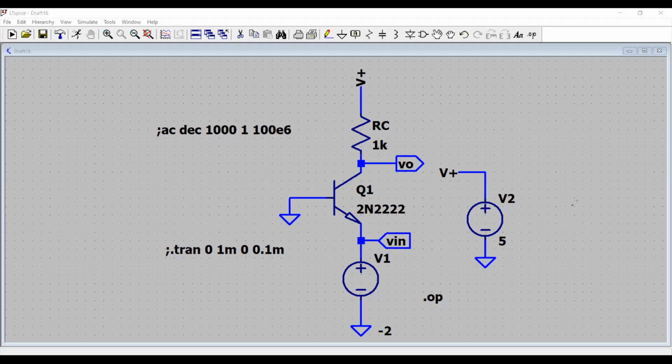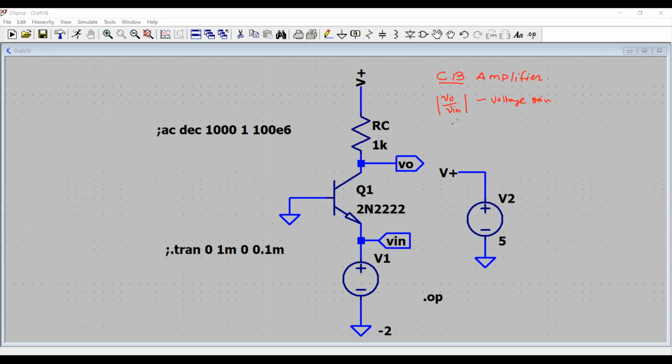Hello everyone, welcome back. So we are going to continue our discussion about the common base amplifier that you see on your screen. This is a common base amplifier. In a previous module, we've seen the theory about it and how we can draw the small signal model. From that, we saw how we can derive an expression for the voltage gain, which is the ratio of output divided by input. And this is your voltage gain.